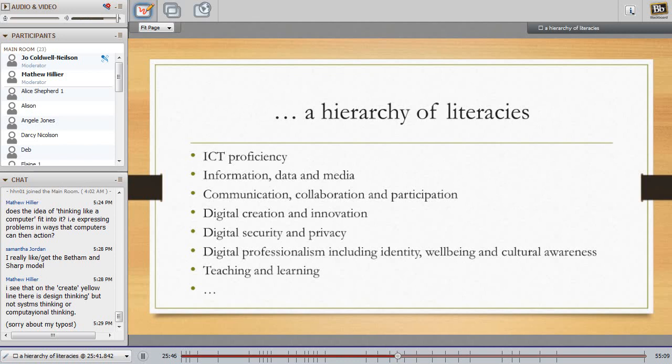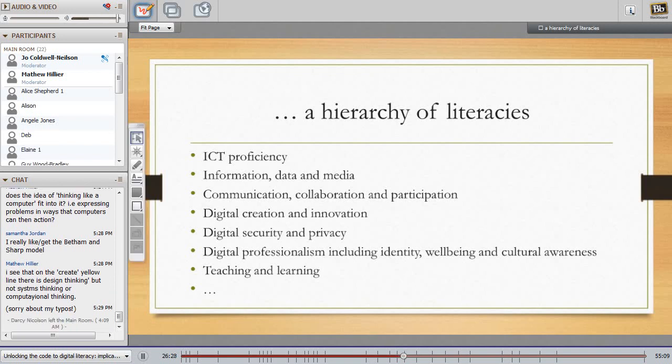Underlying this descriptor is a hierarchy of literacies which need to be interpreted within the context of specific disciplines or situations. For example, in computer science there would be greater emphasis on the interpretation of ICT proficiency, whereas a journalist needs to have really good understanding of communication, collaboration, participation, as well as information, data, and media. Marketers need to understand how social media works. What skills my mother needs to talk to her grandchildren across the world will be different from the skills her grandchildren need to negotiate the digitally disrupted world of work that they will encounter in their futures.